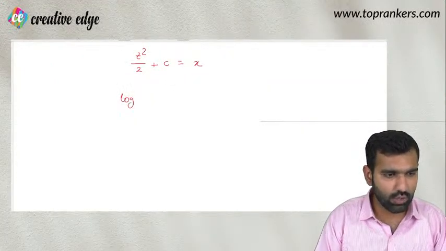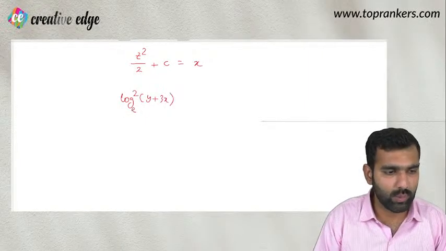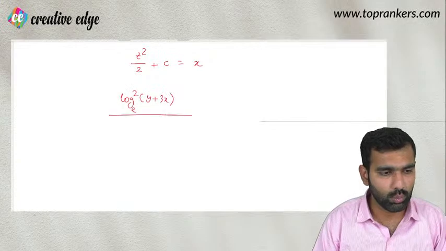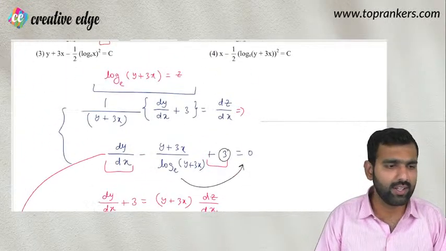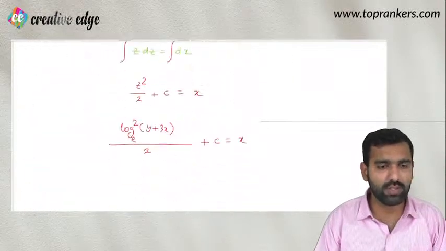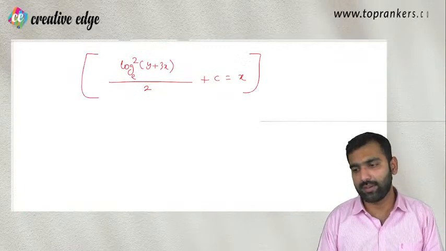So log of y plus 3x, right? At base c, और इसका square divided by 2, right? Plus c is equals to x. जब आप इसे simplify करेंगे, it should match with one of the options. I'm leaving this question here, assuming कि इसका simplification करके आप answer mark कर लेंगे, right?